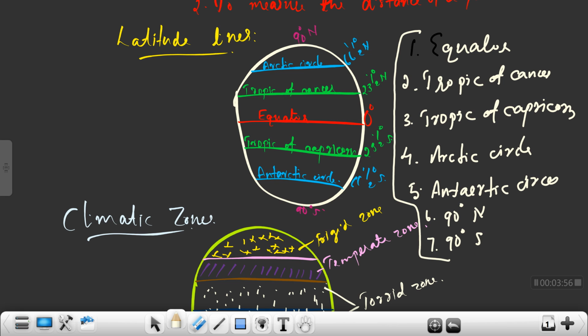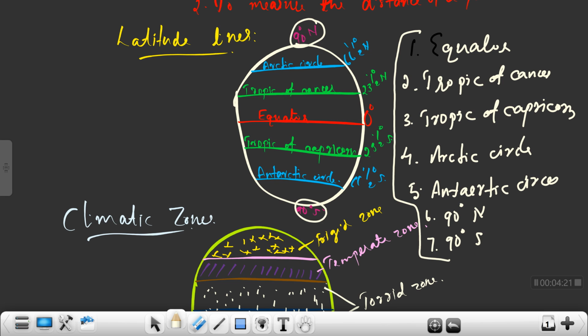And next, 90 degree north. It is located at an angular distance of 90 degrees north of the equator. This is the second one, 90 degree north. Then next one is the 90 degree South Pole. It is located at an angular distance of 90 degrees south of the equator.